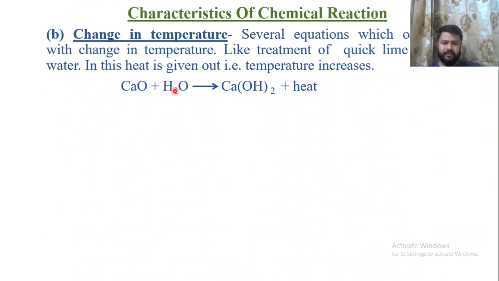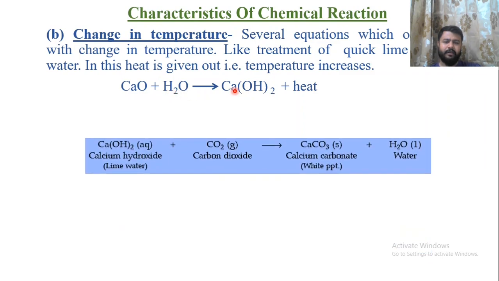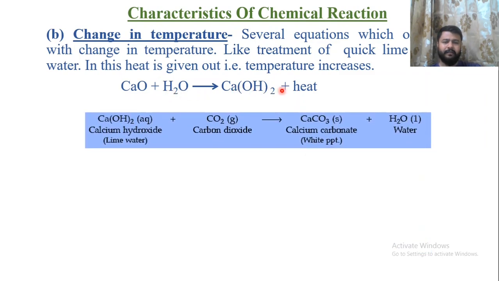There are several chemical reactions which occur with a change in temperature. Sometimes the temperature increases or sometimes the temperature decreases. For example, quicklime, that is CaO, reacts with water and forms Ca(OH)2, and it gives a very huge amount of heat.